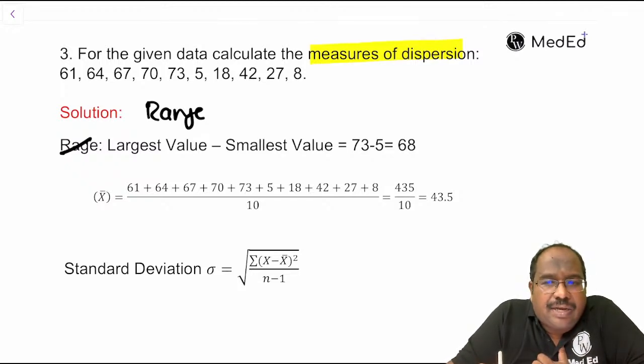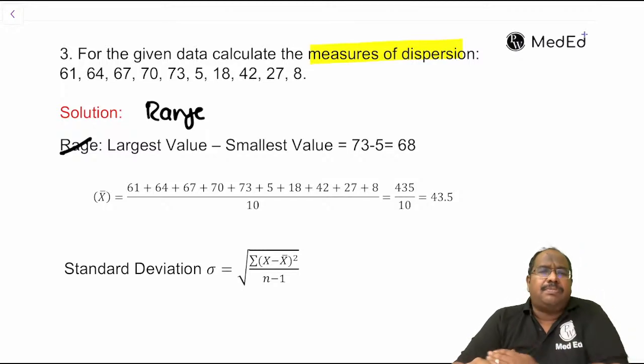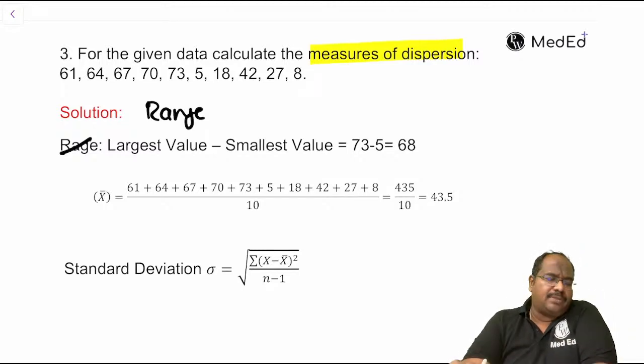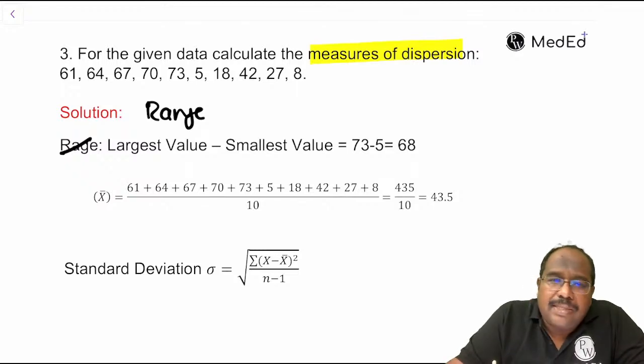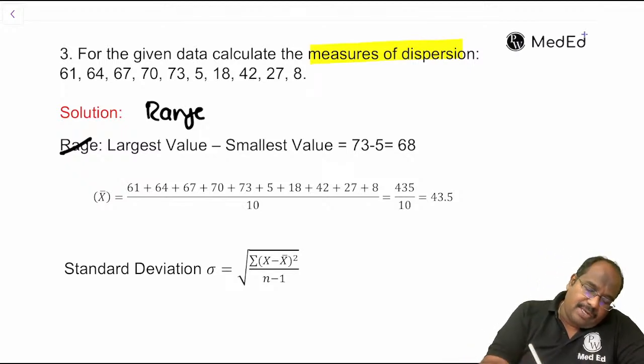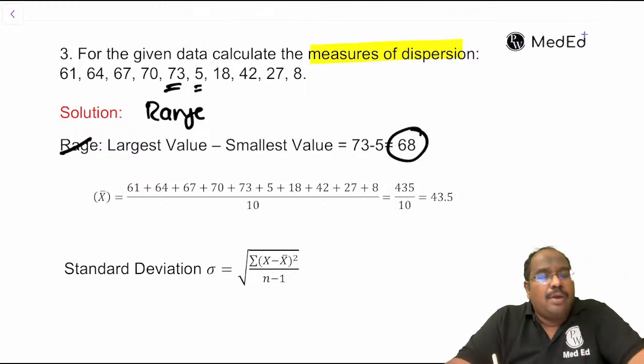What is range? Range means maximum value to minimum value. What is the largest value in the data and what is the smallest value? So that we call it as range. The largest value here is 73 and the smallest is 5, so the range is 68. This is maximum value to minimum value.